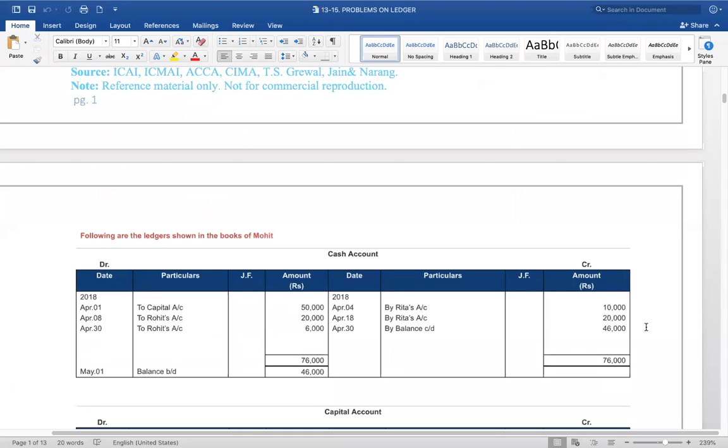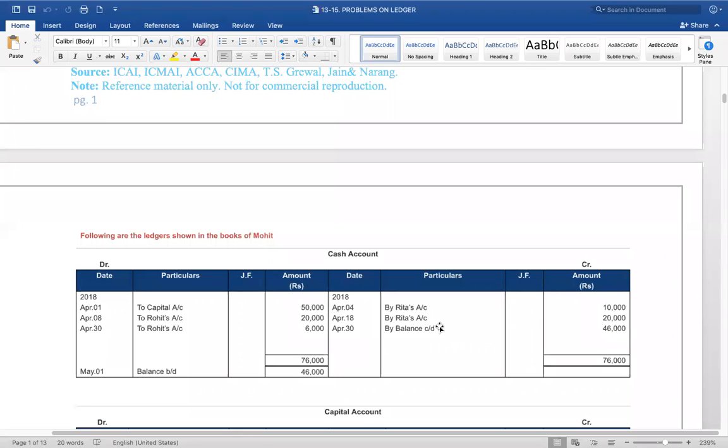And don't ask me, sir, what about this 46,000? You're putting it there to make both the totals equal, both debit and credit side totals. This is the amount that you are writing to make both debit and credit totals equal. That's called balancing, therefore it is a balancing figure. 46,000 is a balancing figure. And against that, you're writing by balance carried down.